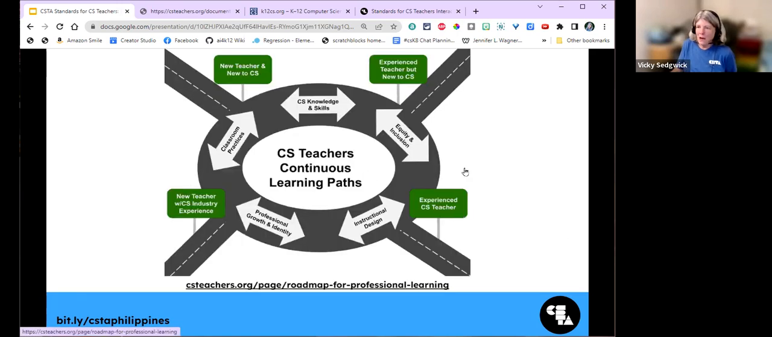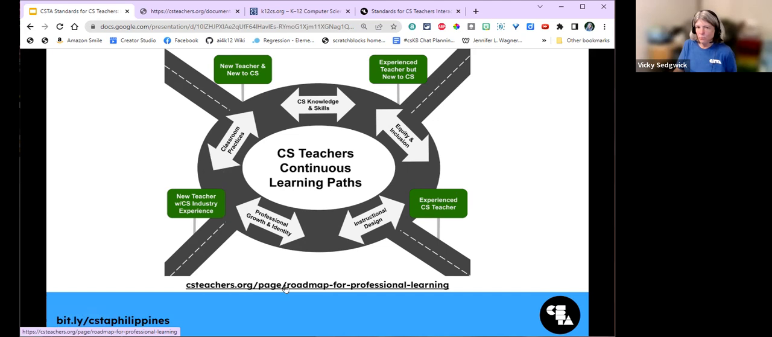One of the things I like to do, and we have the roadmap now in session 3, and you can use it in session 3, but one of the things I like to do is talk about this roadmap, because we are all coming in to teaching CS from different paths, right? We might be brand new to everything. We might be an experienced teacher, but new to CS. We might be an experienced teacher by now. We might be a new teacher, but we've had industry experience, right? But no matter where we enter the path, we have to think about, how can I meet the standards?